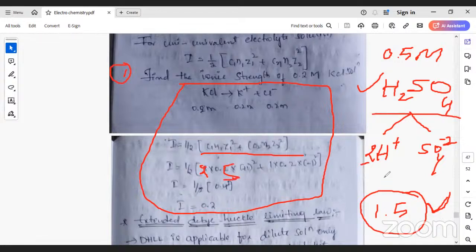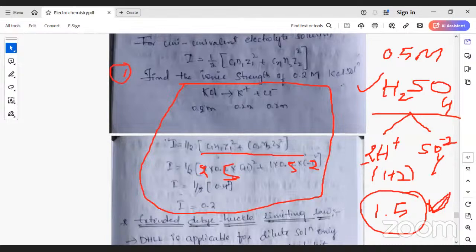0.5 into 2 means that becomes 1. Put that in brackets. Plus, what is the number of moles here? 1 only. The concentration is 0.5 only. But the ion charge is minus 2, and minus 2 whole square means 4. 4 into 0.5 is 2. 2.0 means 1 plus 2 is 3. But the previous 1 by 2 will be there. 3 by 2 means that is 1.5. That is the answer, 1.5, right?